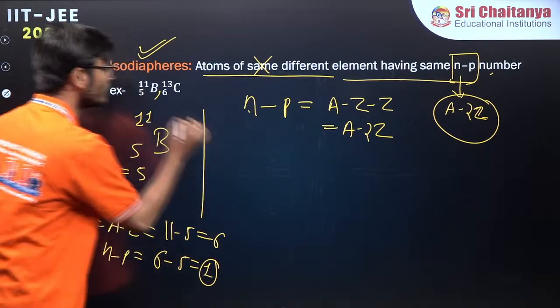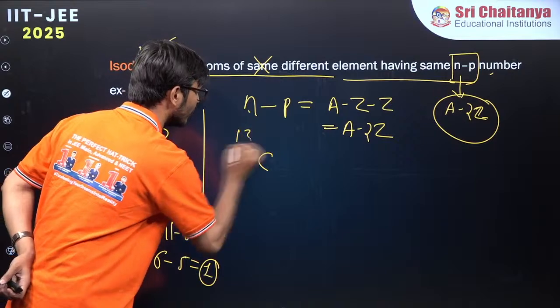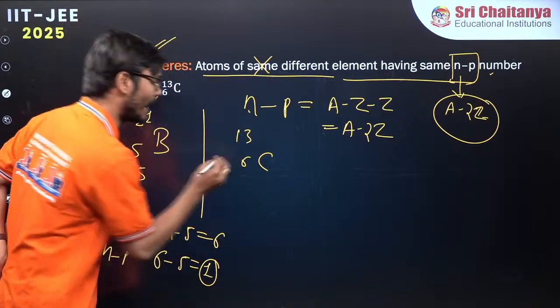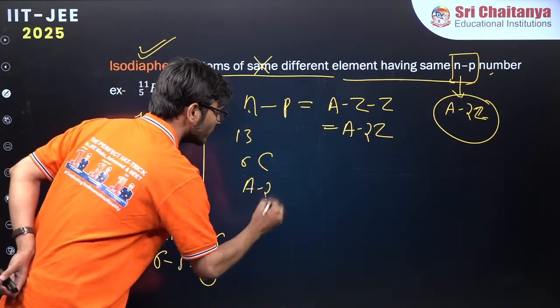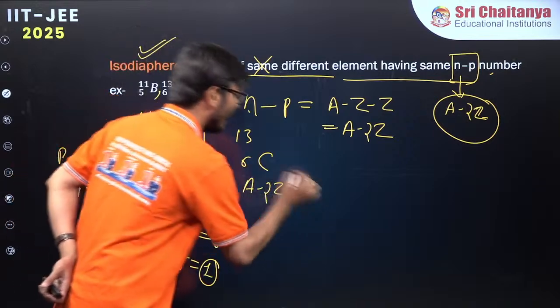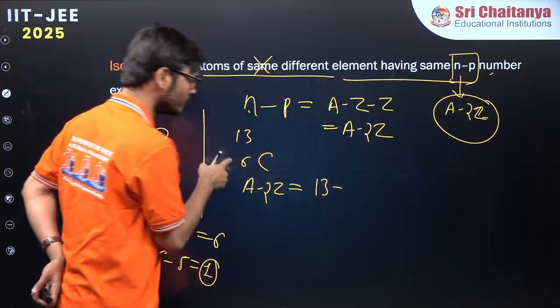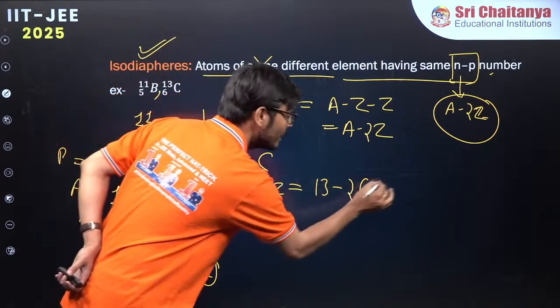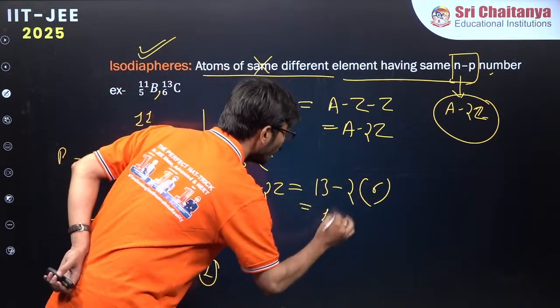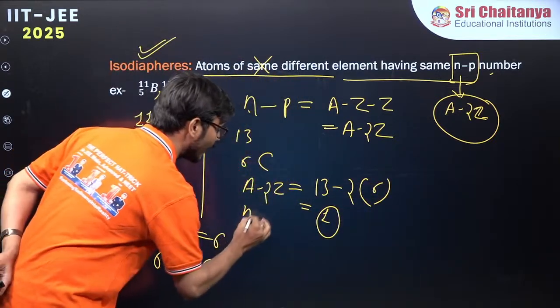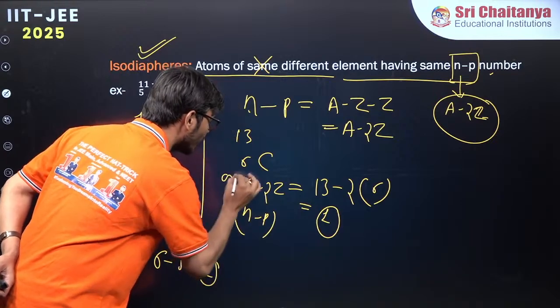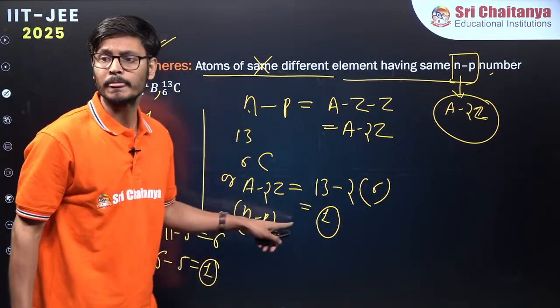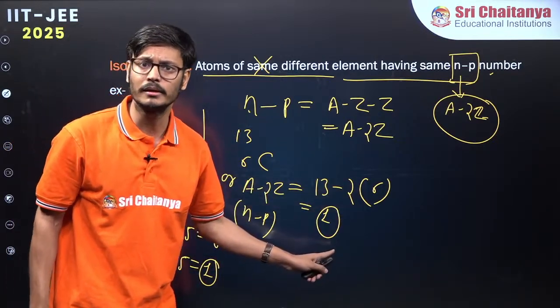Now, what is carbon? Carbon is 6, 13. So I can directly write A minus 2Z. What is A minus 2Z? Mass number is 13 minus 2 into atomic number Z. What is atomic number? 6. So what is that value? 1. So either you write n minus p or you write A minus 2Z, both are same, and the value comes out to be same, isn't it?